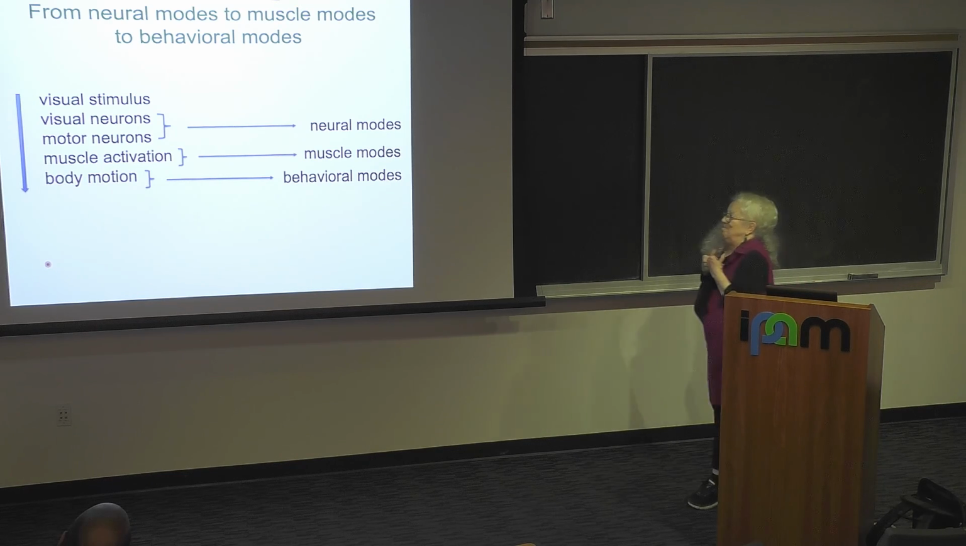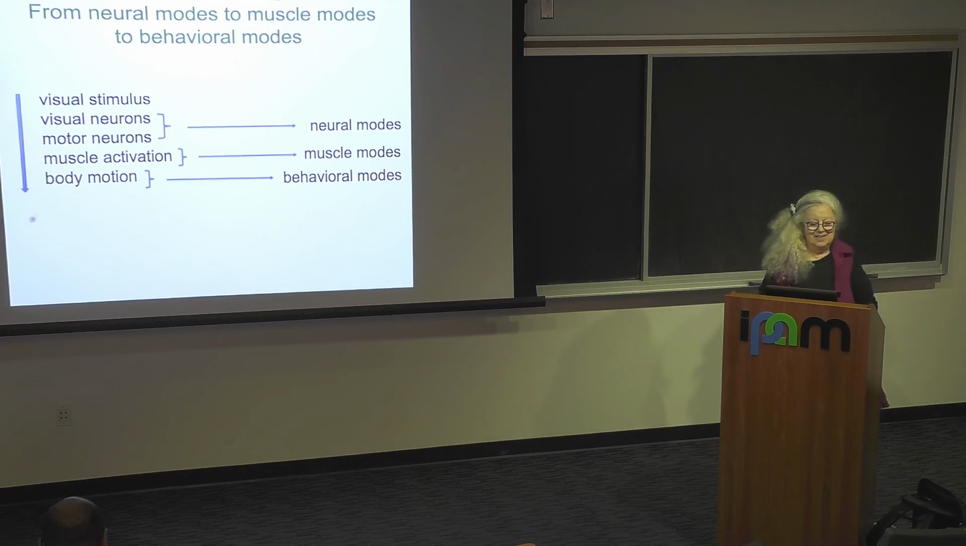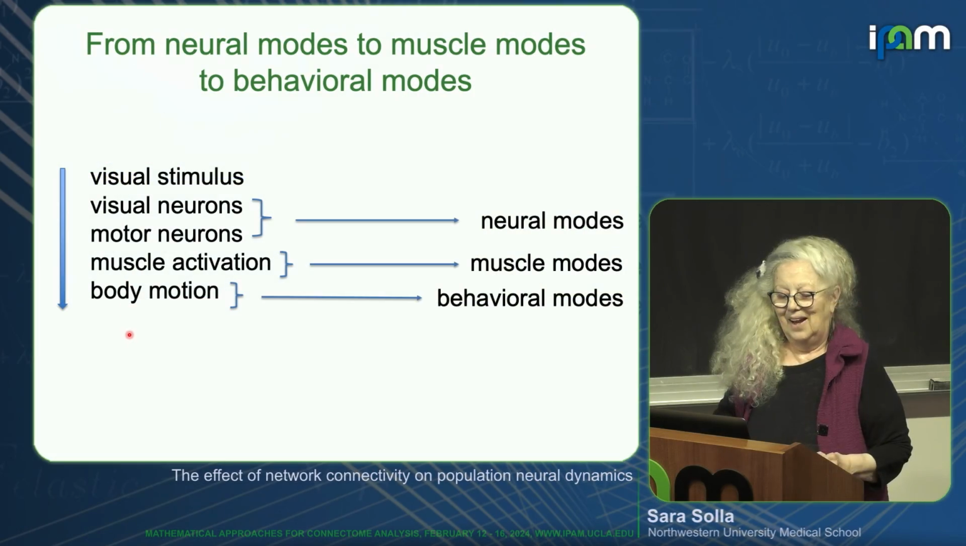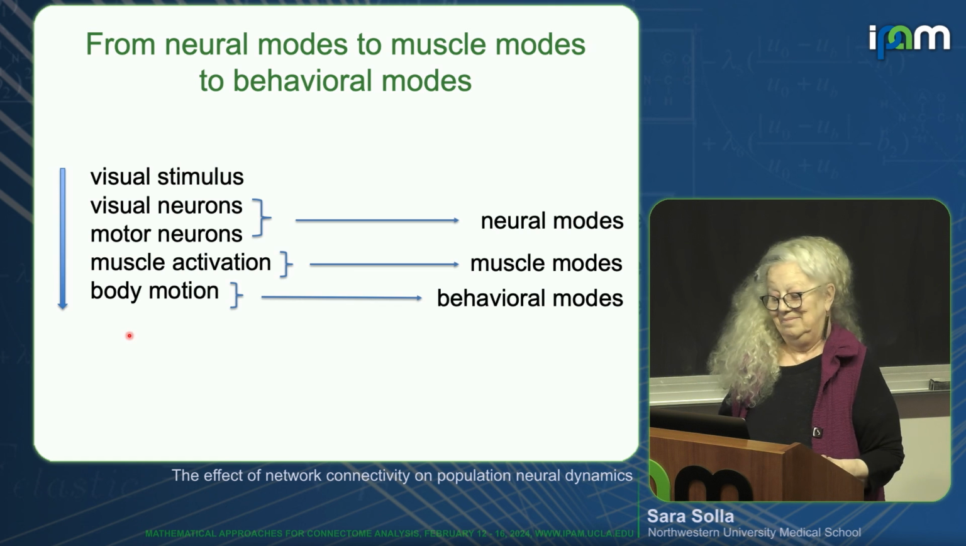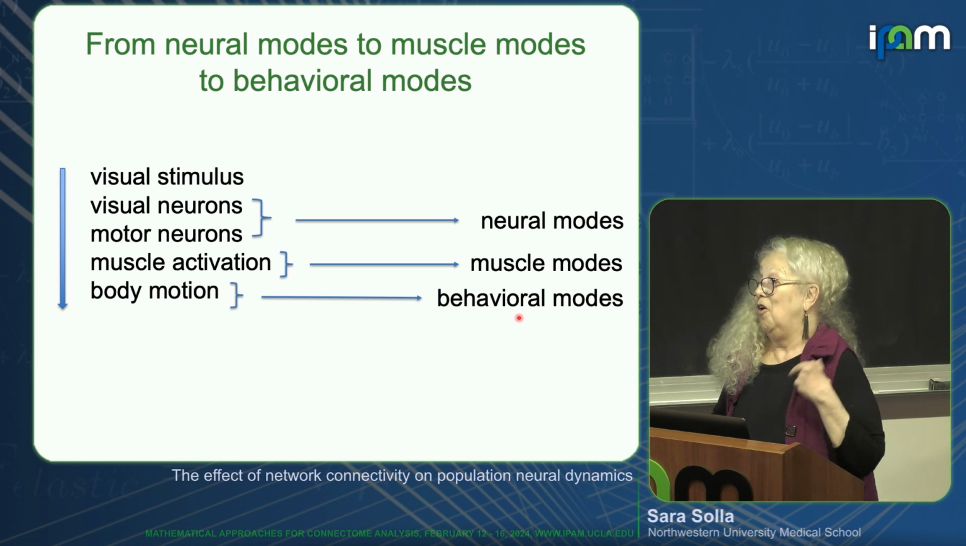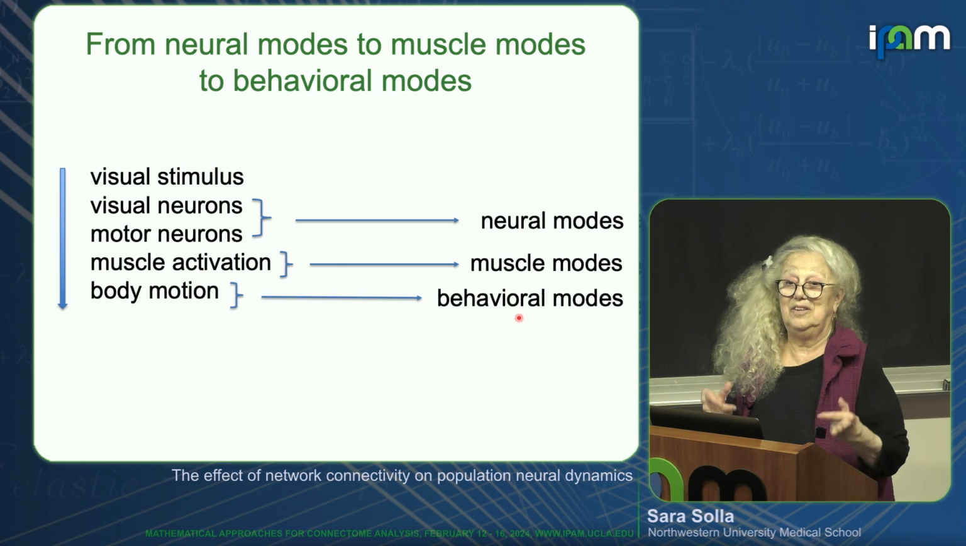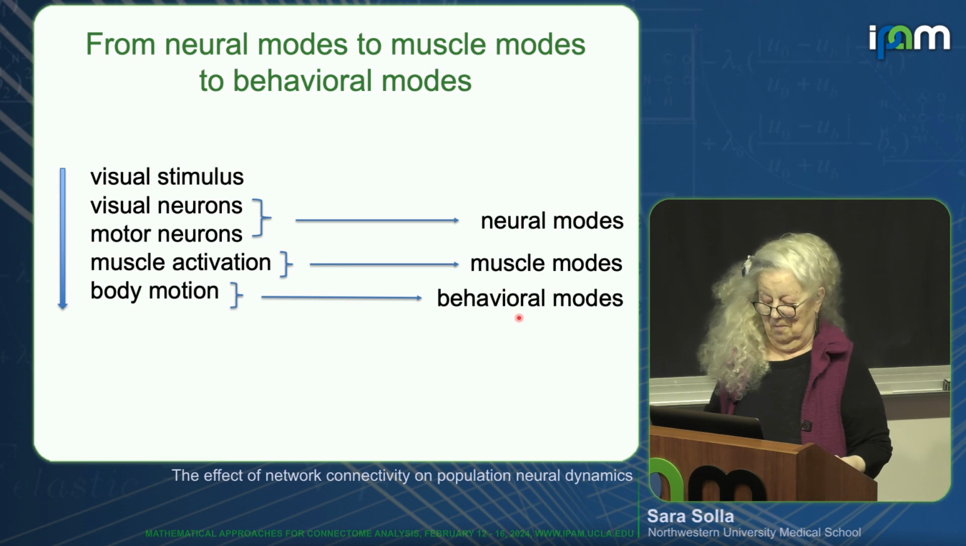So my preference, I shouldn't call it a preference, I don't know. I think that going from neural modes to muscle modes to behavioral modes is a productive way of thinking about what we really care about, which is how neural activity gets transformed into behavior.